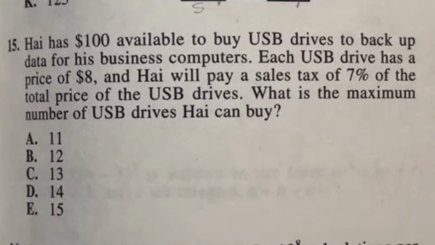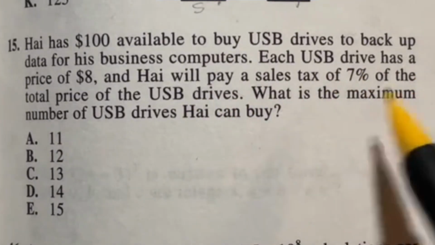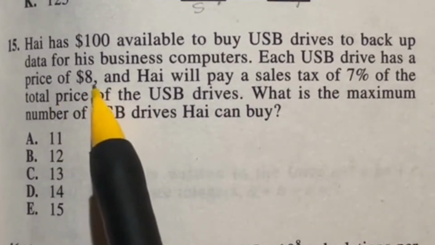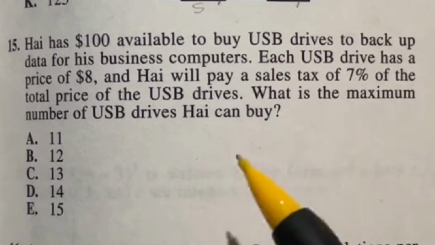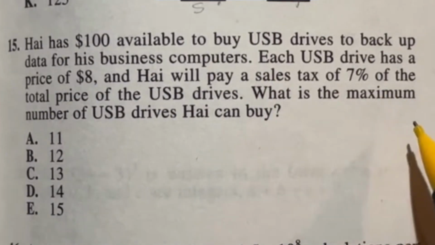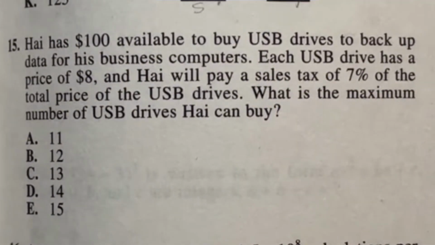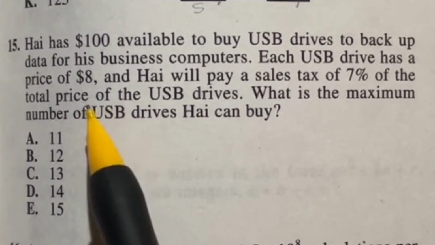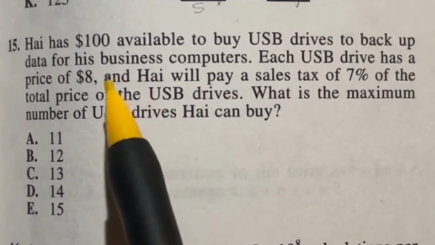So for number 15, it says that Hi has $100 available to buy USB drives. And each one of these USB drives is going to cost $8. But he'll have to pay a sales tax of 7% on each one. And it wants to know what's the maximum number he could buy with this $100. There's lots of different ways you could tackle this. The easiest is to probably think of it as, okay, how much total is each one individually? And then see how many of those he could buy with $100.